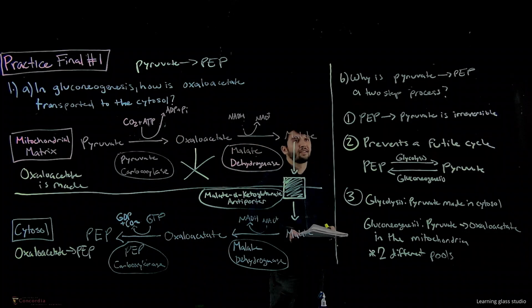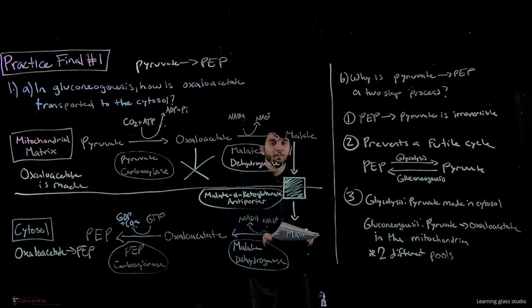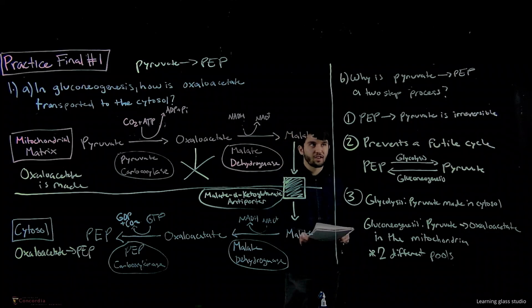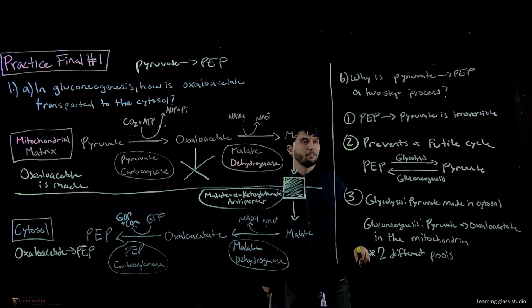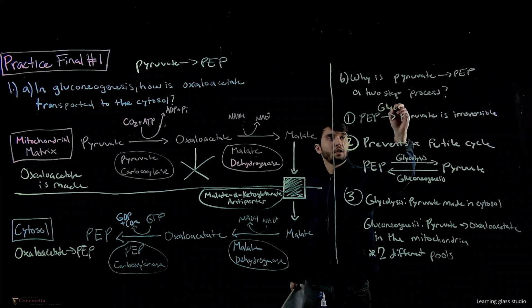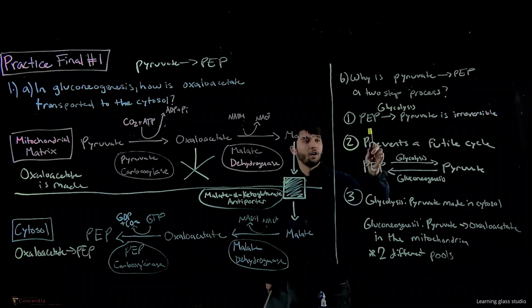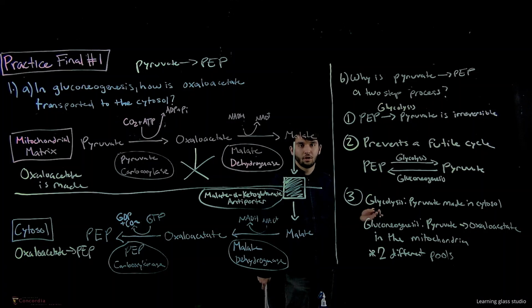Part B is asking, why is pyruvate to phosphoenolpyruvate a 2-step process in gluconeogenesis? I have 3 reasons here. The first one is that in glycolysis, phosphoenolpyruvate to pyruvate is an irreversible reaction. So you can't just do the reverse of that reaction. You have to make it different in some way.